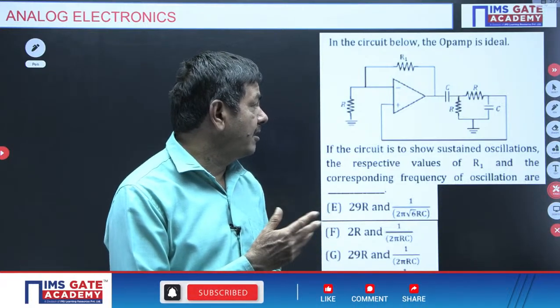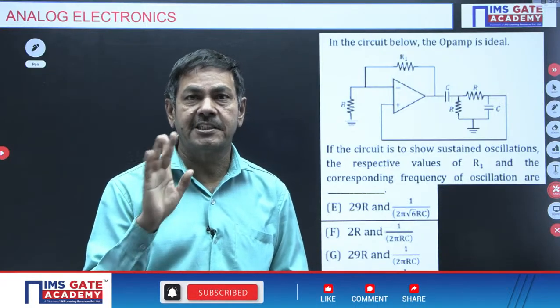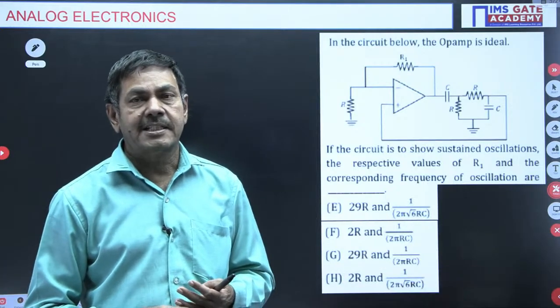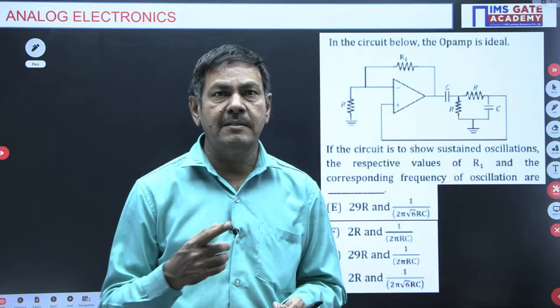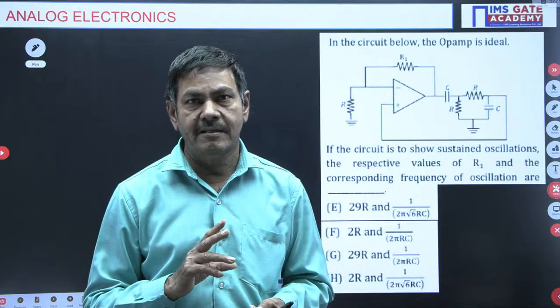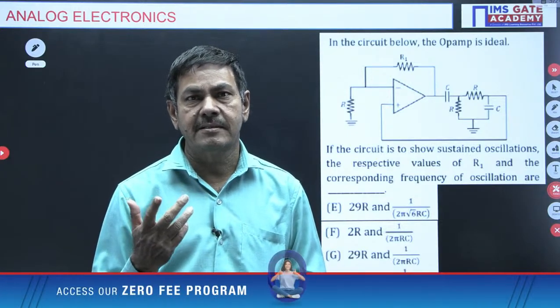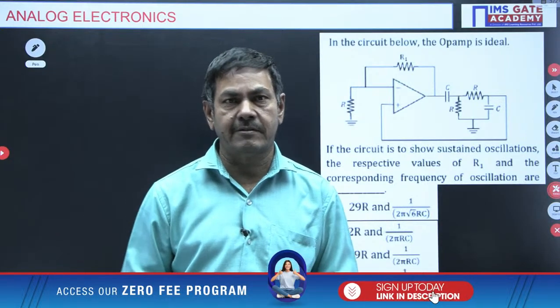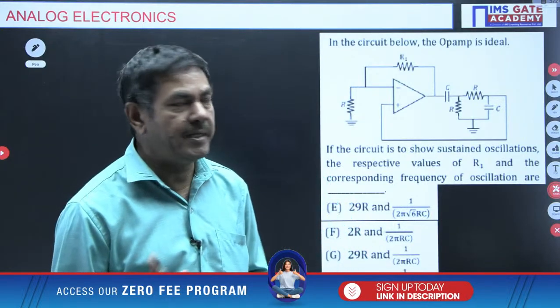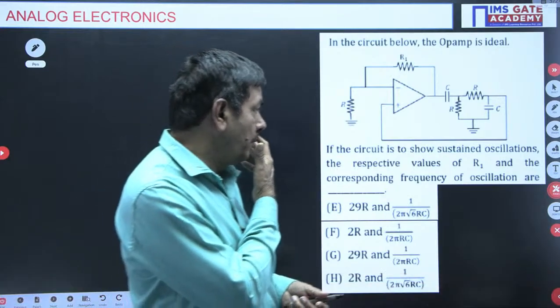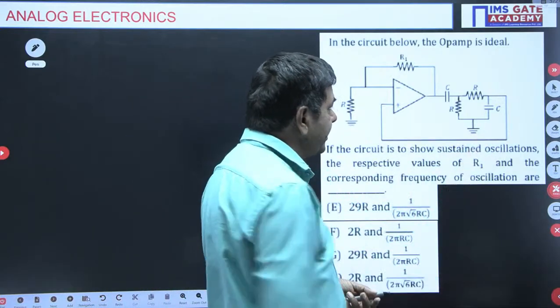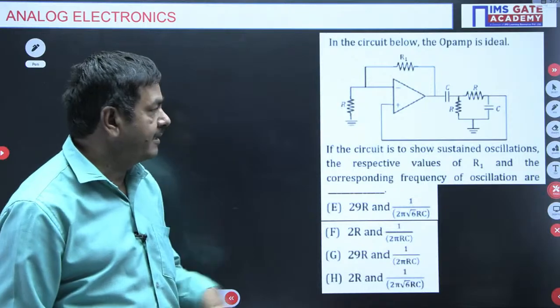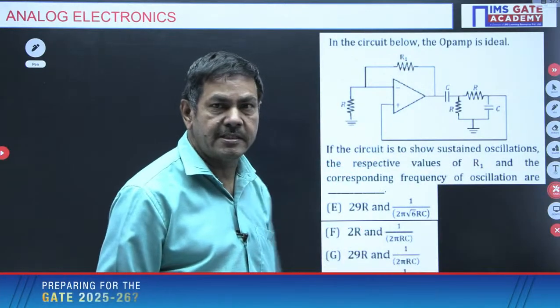What is required to get sustained oscillations? That is the first Barkhausen condition. The second one: the total phase shift in the given oscillator must be 0 degrees or 360 degrees. These two must be obeyed. Without obeying these conditions, you will not get sustained oscillations. Understand? Anyhow, here sustained oscillations are given.